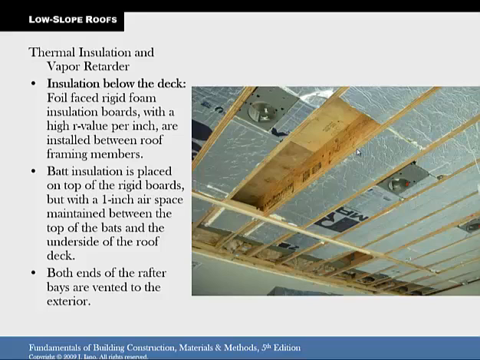Batt insulation is placed on top of the rigid boards with a 1-inch airspace. That airspace is important to allow for ventilation. If you don't allow for ventilation and water or moisture gets in there, you'll have mold and mildew and eventually disgusting rot and decay.